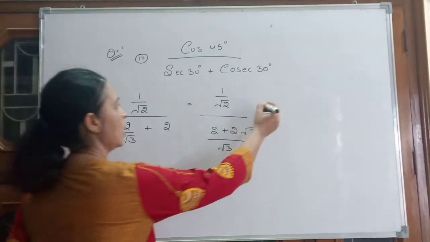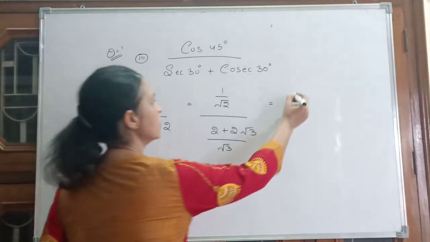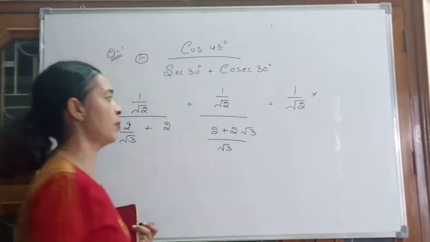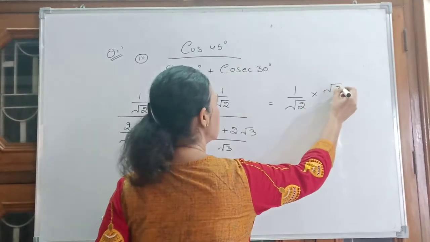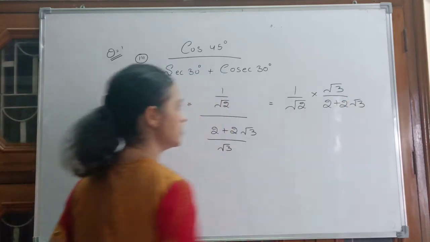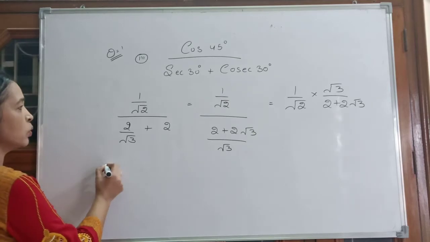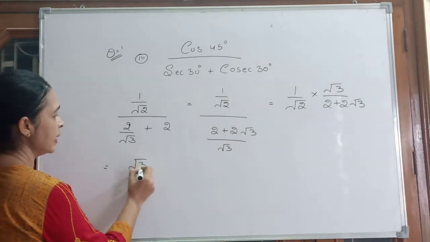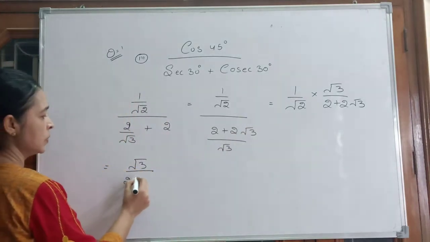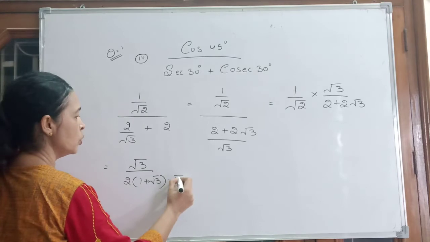Got it? Now, we have fraction in both numerator and denominator. First write numerator. Then reciprocate the denominator. Root 3 upon 2 plus 2 root 3. We have roots in the denominator. We cannot keep roots in denominator. Write it again. Take out 2 common from here. 1 plus root 3 remains in the bracket into root 2.